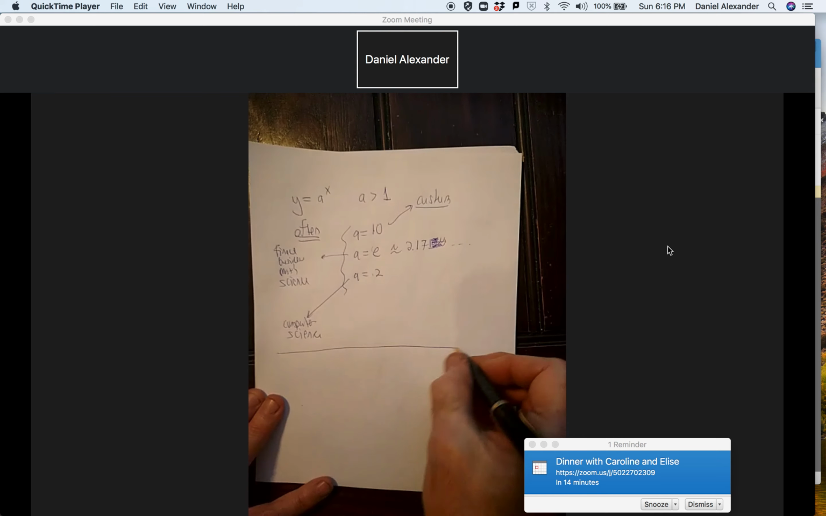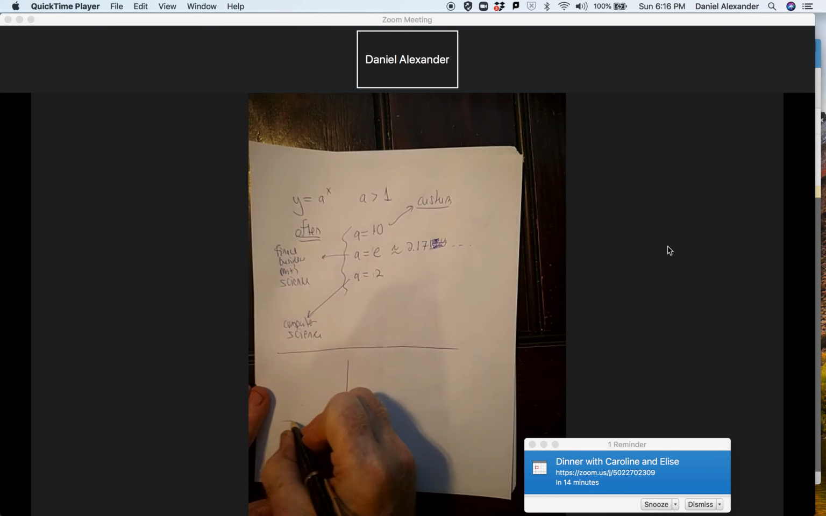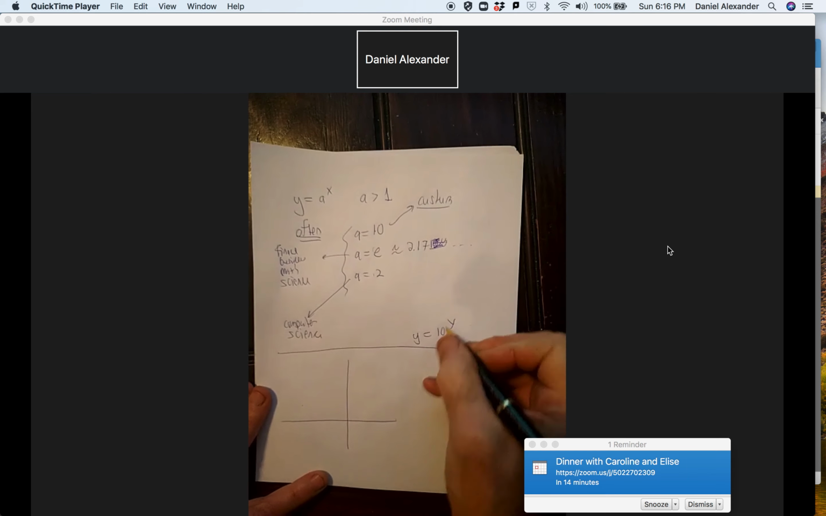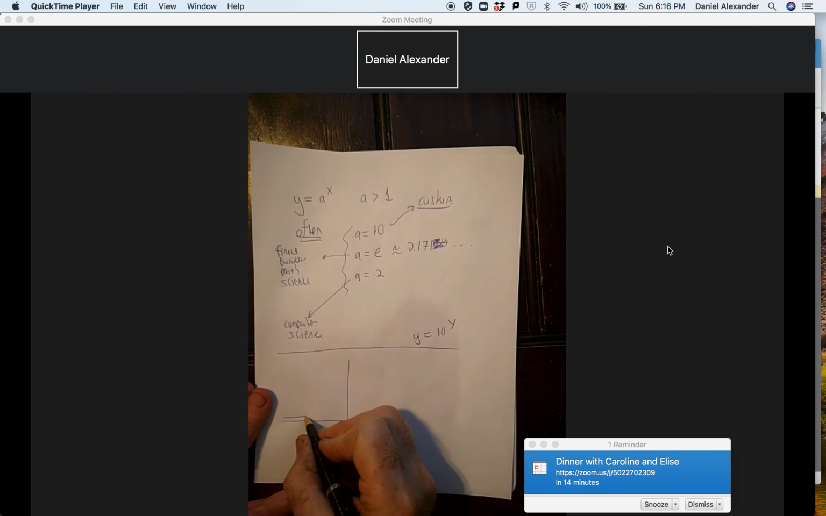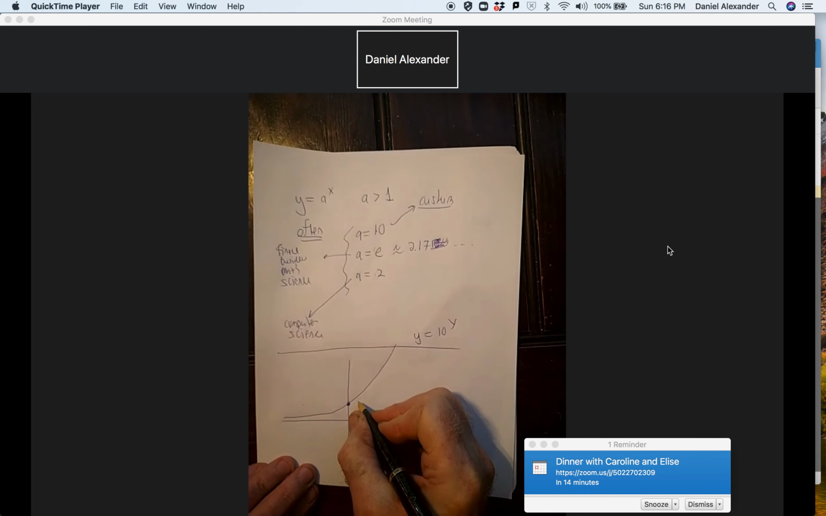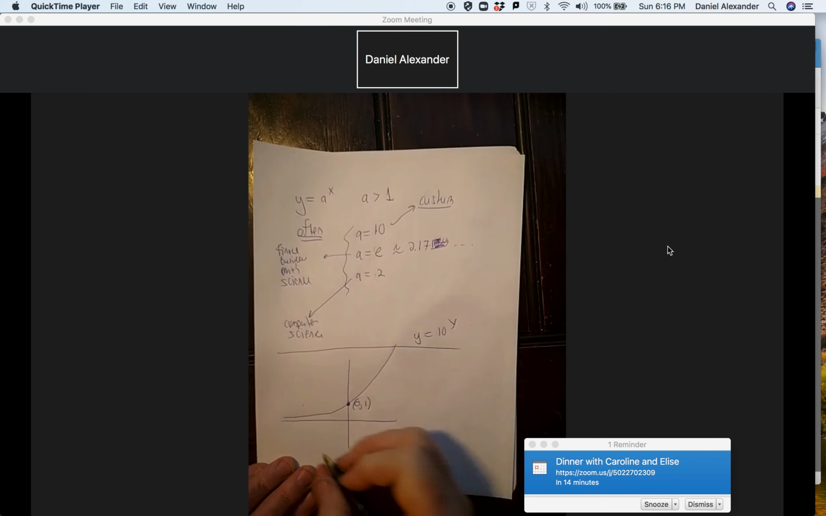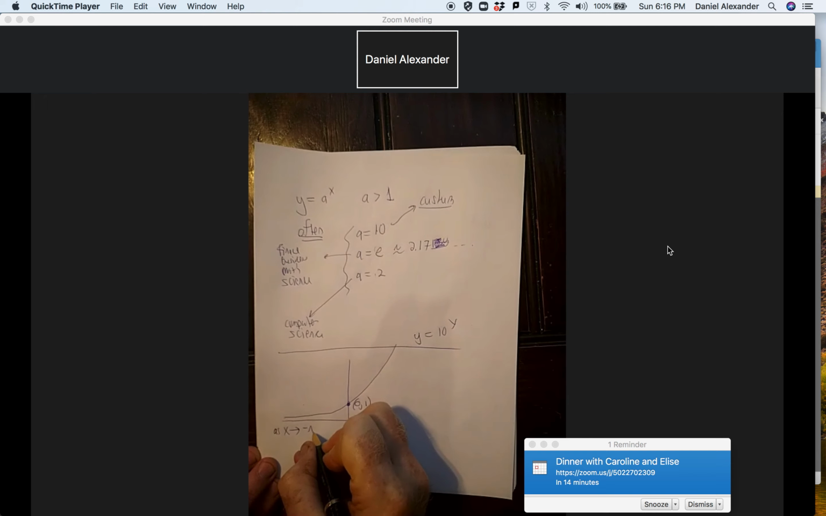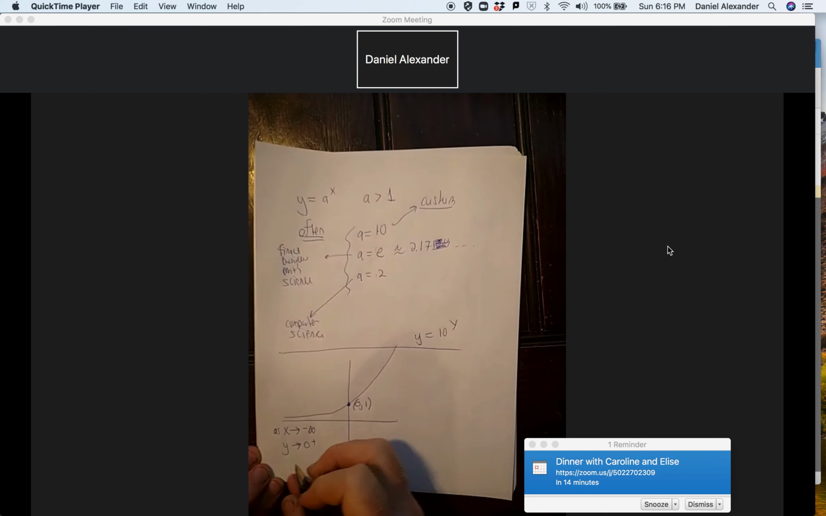So again, when we looked at the graph of a to the x, I'll use y equals 10 to the x just as an example. The graph is somewhat like that. This is always going to pass through the point 0, 1. As x approaches minus infinity, y approaches 0 from above. So y equals 0 is a horizontal asymptote.